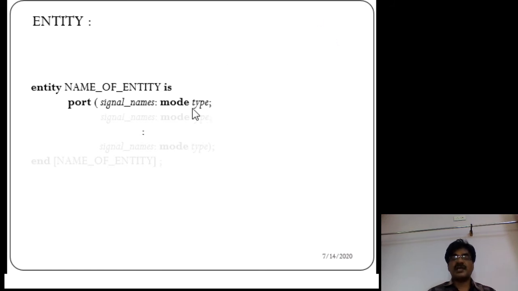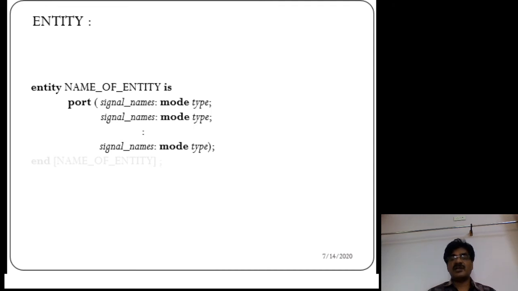And then type means what type of data the signal has to accept. There are many predefined data types in the language. Those types you need to represent here. Their purpose is what type of data the signals may accept. Okay, so like that, any signals you can declare in the port.